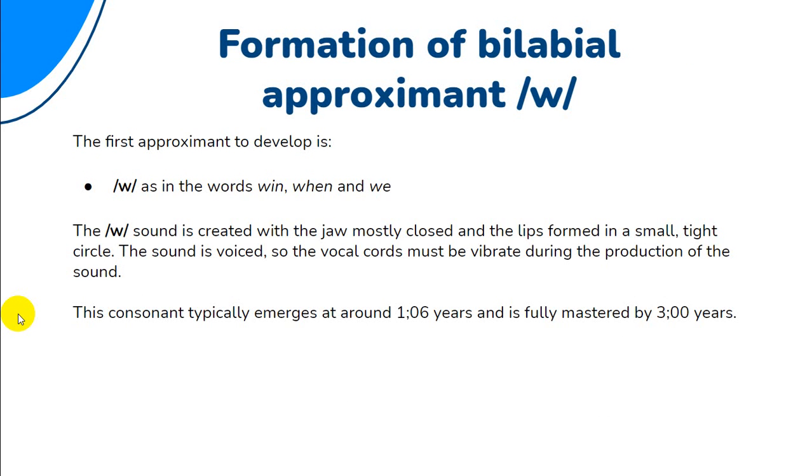Formation of bilabial approximant W. The first approximant to develop is W, as in the words win, when, and we. The W sound is created with the jaw mostly closed and the lips formed in a small tight circle. The sound is voiced, so the vocal cords must vibrate during the production of the sound. This consonant typically emerges at around 1.6 years and is fully mastered by 3 years.